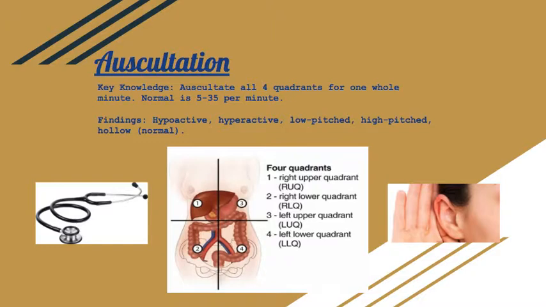To auscultate, have your patient remain in supine position with the legs and lower back supported by pillows under the knees. Expose the abdominal surface and place the diaphragm of the stethoscope directly on the abdomen in each of the 4 quadrants. Auscultation of each quadrant should last for 1 whole minute and bowel sounds should be counted as they are auscultated. There should be 5 to 35 bowel sounds per minute for a normal assessment. Abnormal findings would be hypoactive, less than 5, and hyperactive, greater than 35 sounds.